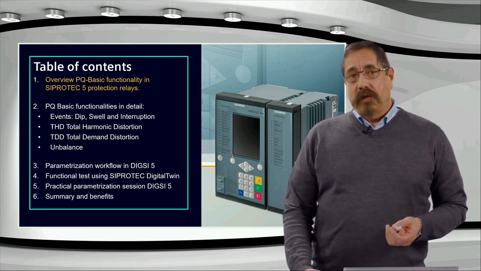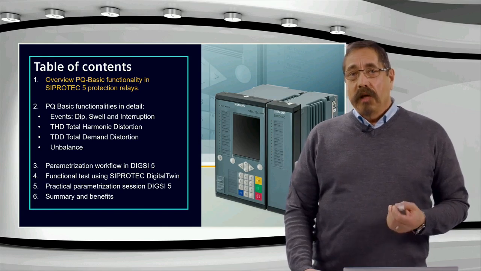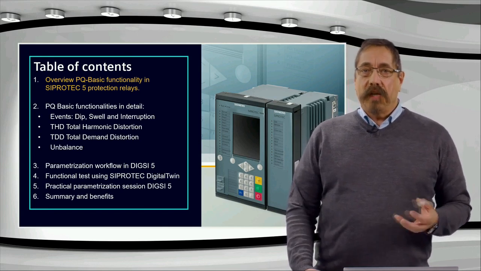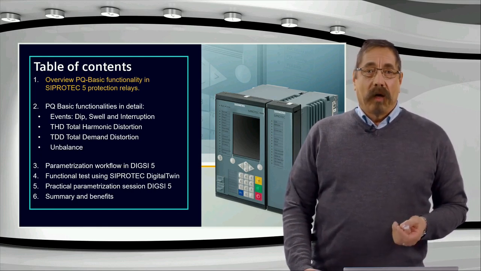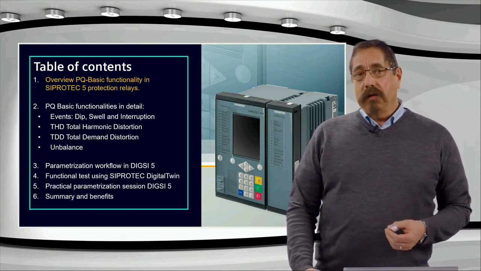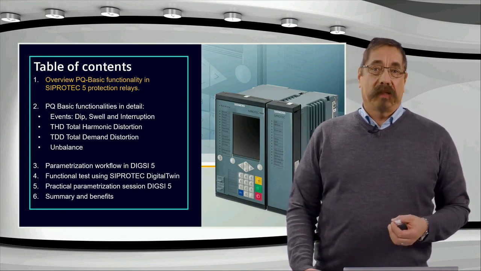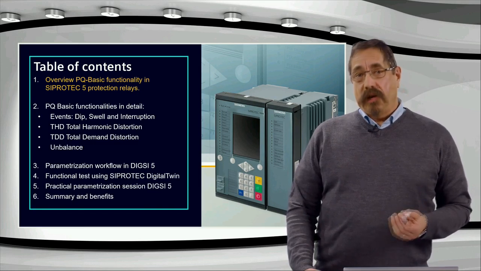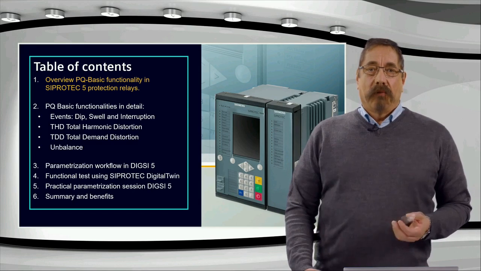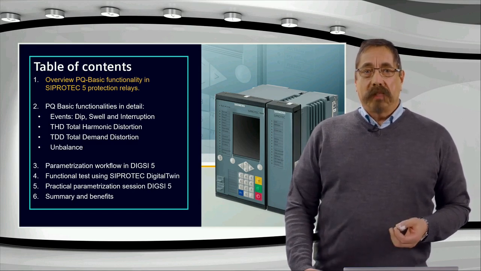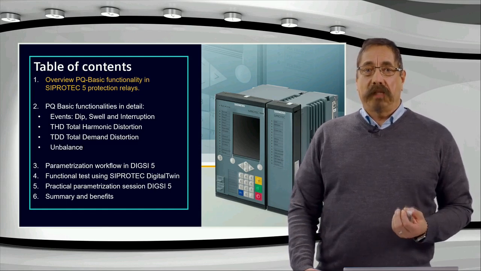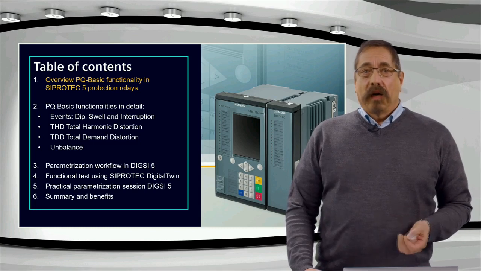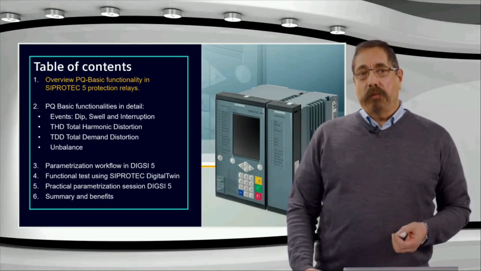After that, we will have a closer look inside the event interpretation and what's behind the acronyms THD, TDD, and unbalance monitoring. In Chapter 3, you will learn how to add PQ Basic function blocks as well as the mandatory parameterization steps in DIGSI 5. Don't be afraid, it is very little parameterization effort. When we have finished the parameterization, I will simulate a voltage dip in the digital twin to show you how comprehensive the power quality basic reporting is. And finally, I will summarize the customer benefits of using PQ monitoring inside ZProtect 5 protection devices.